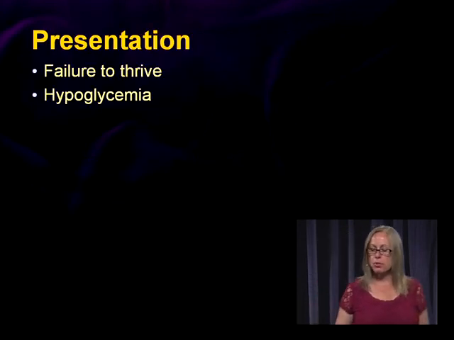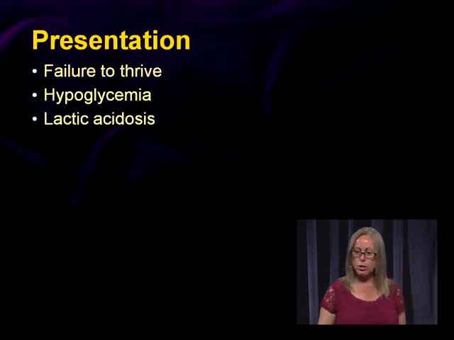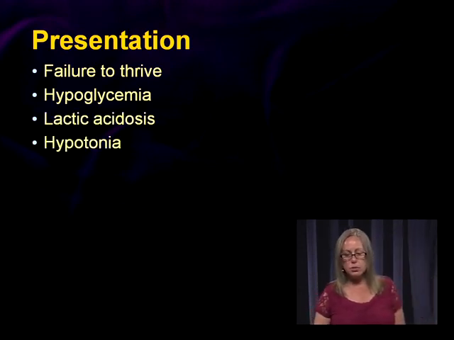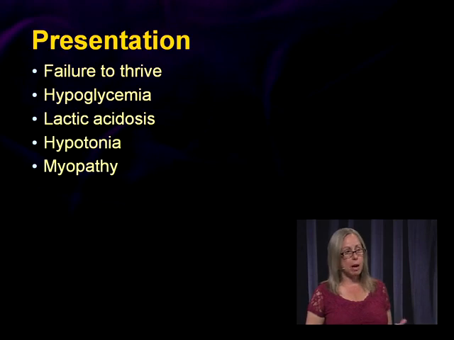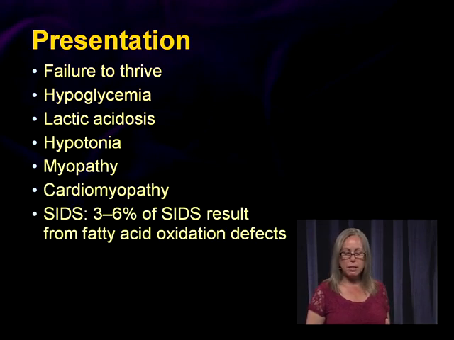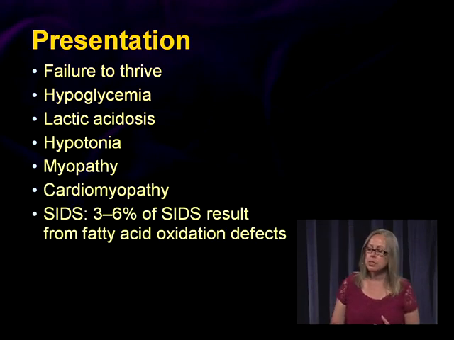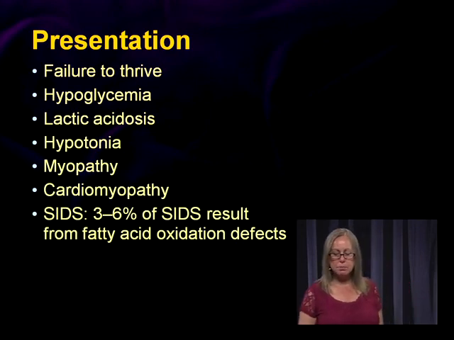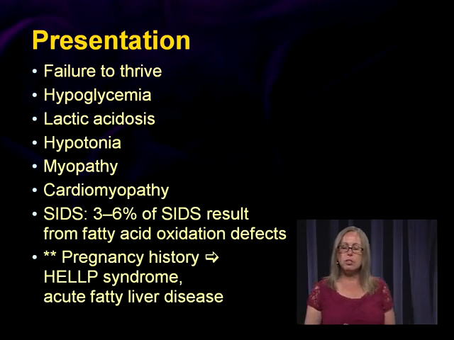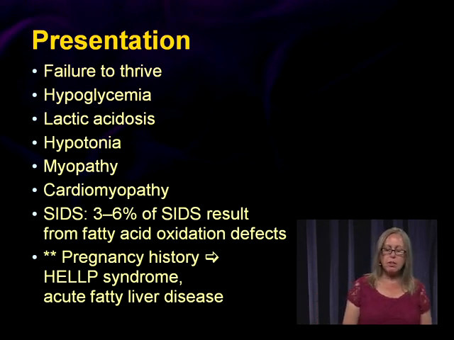So they can present with failure to thrive, low glucose, a lactic acidosis, low tone, a myopathy, cardiomyopathy, and about 3 to 6% of SIDS cases are a result from a fatty acid oxidation defect. Look at the mom's pregnancy history. Often you'll find HELLP syndrome or an acute fatty liver disease.